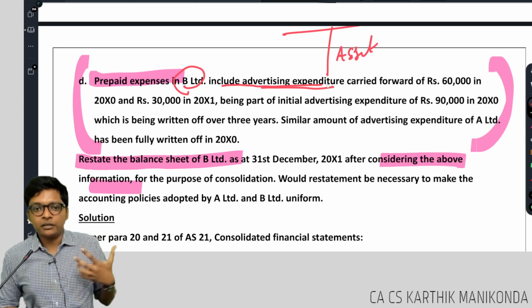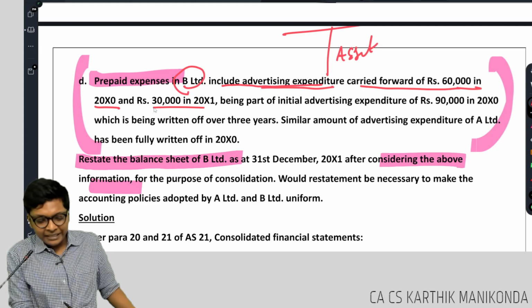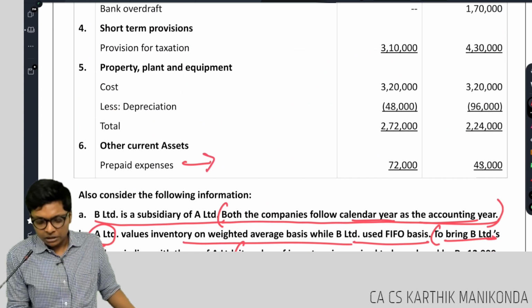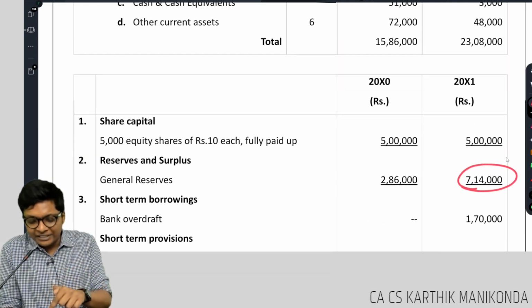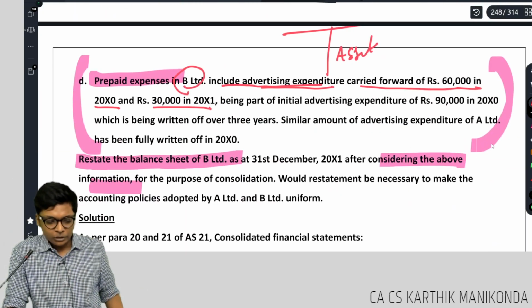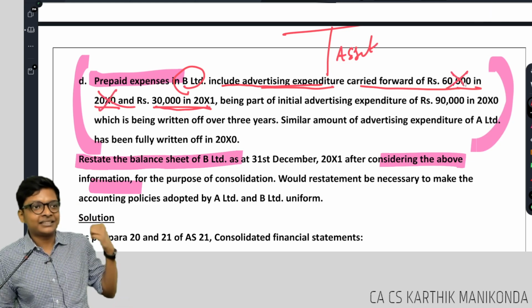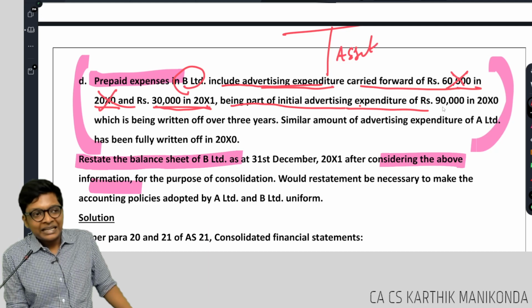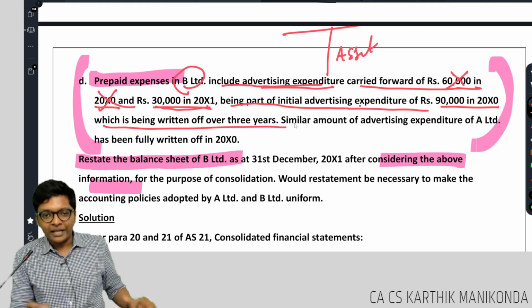But what did B Limited do? Carried forward 60,000 in the year 2020 and 30,000 in the year 2021. That means in the above balance sheet, in prepaid expense, out of 48,000, 30,000 belongs to advertisement of this year 2021. Correct? Look at this. 30,000 in the year 2021. I don't care about 2020. It's the previous year. It is part of the initial advertisement expense of 90,000 that was spent in 2020, which is being written off over 3 years.